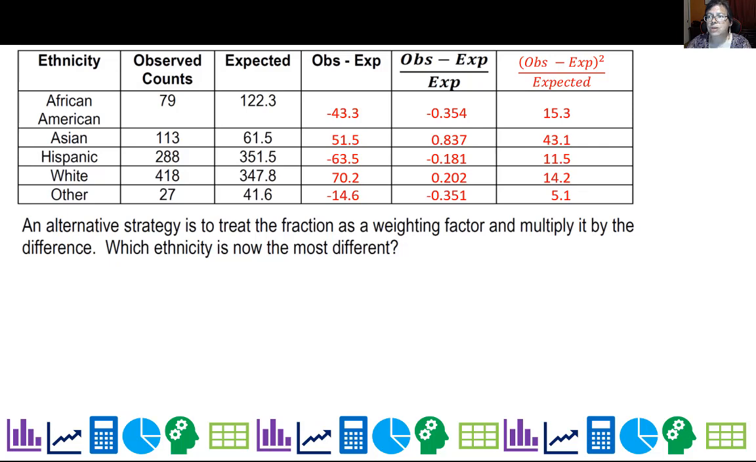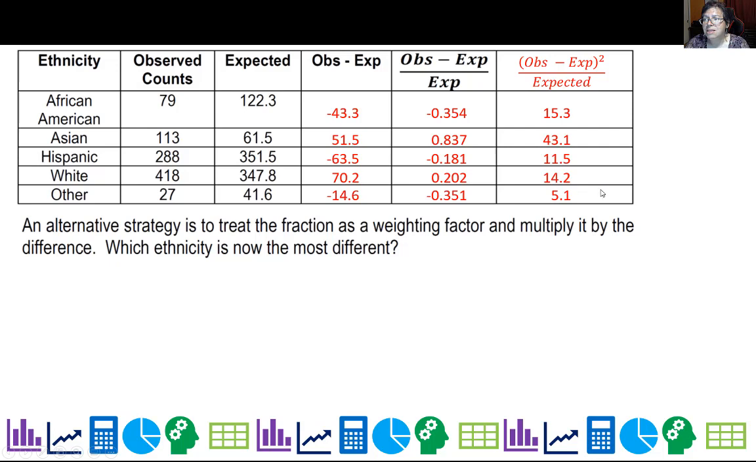We can treat this as a weighting factor and multiply these two numbers out. So here's the difference, and here's the weight based on that difference. If I go this times this, I get 15.3. And you'll notice that all the products are positive now. That's a common effect, and here's why: I'm doing observed minus expected squared, and I'm dividing by expected values, which are always going to be positive. So these numbers right here will always be positive.